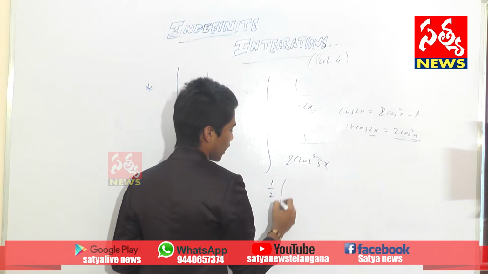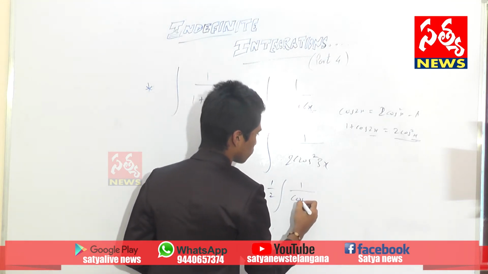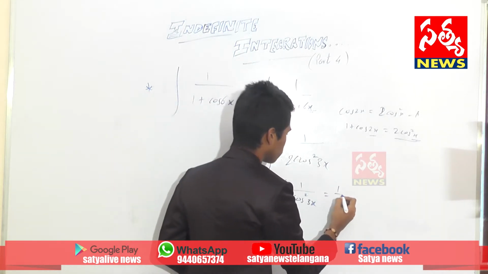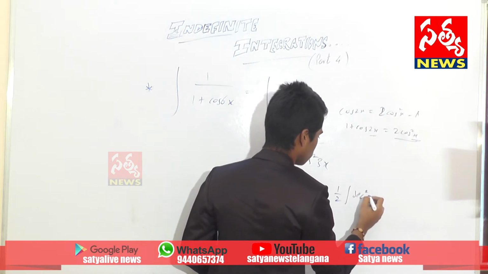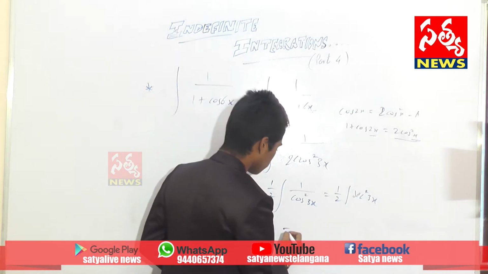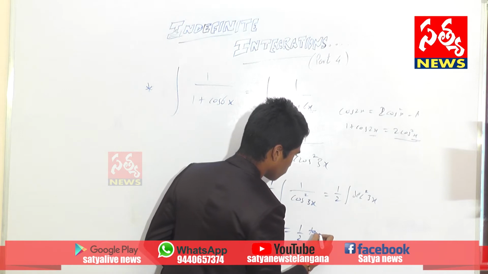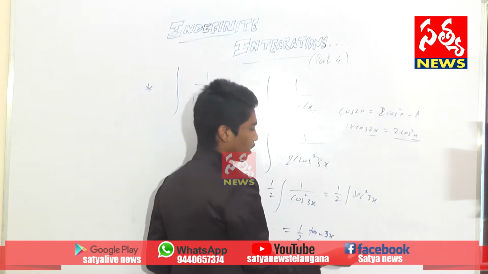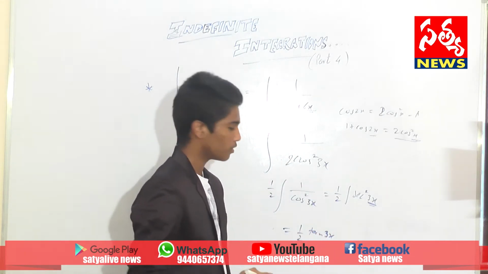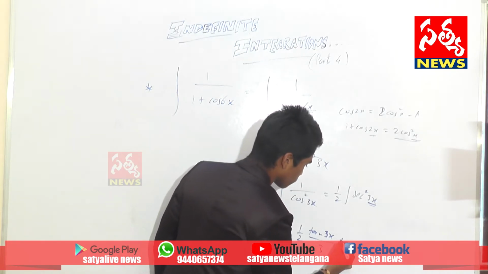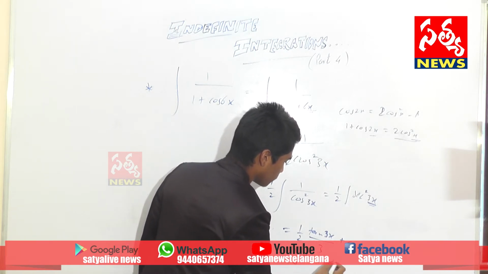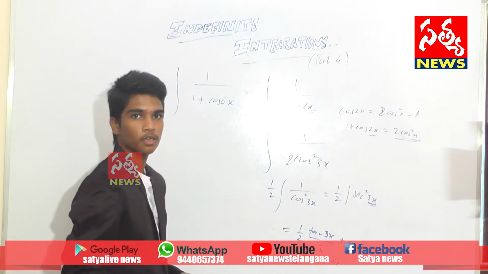I am taking 1 by 2 outside as a constant. 1 by cos square is nothing but secant square. What is integration of secant square? It's nothing but tan. Okay. 1 by 2 tan 3x, and we all have to remember that 3x is present, so we have to divide it by 3, and the final answer is 1 by 6 of tan 3x plus c. Easy problem, right? The next problem.